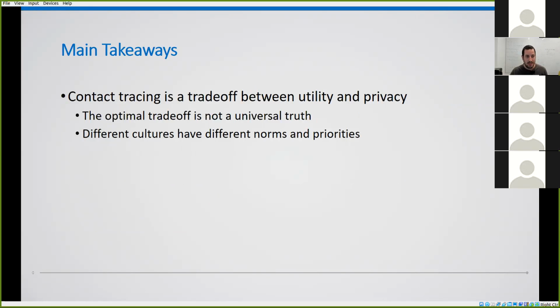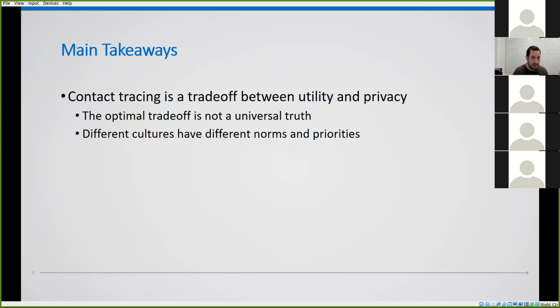So there are basically two main takeaways that I think you can take from this talk, and if you already agree with them, you're welcome to skip the rest of the talk or just listen for fun. The first thing is that contact tracing and many other types of solutions are basically a trade-off between utility and privacy. We can't get the best of both worlds all the time. We need to make some trade-offs, and the optimal trade-off is not some kind of universal truth.